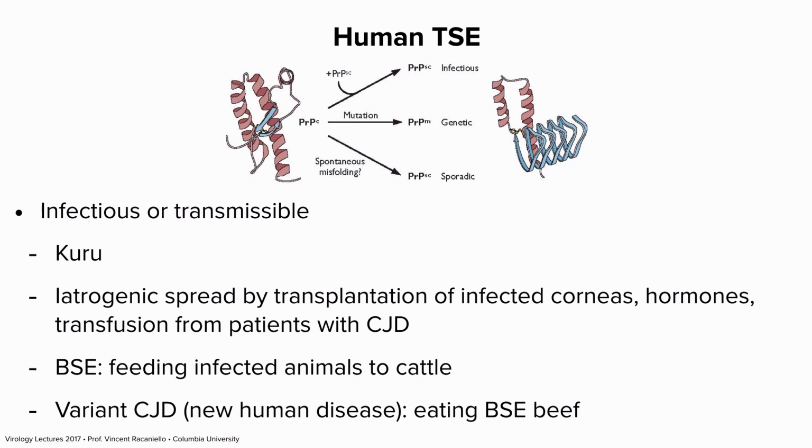And we have BSE, another human TSE, which we get from cattle who were fed sick animals. We'll talk about that. And that led to variant Creutzfeldt-Jakob, which was a very different disease from traditional Creutzfeldt-Jakob, which was gotten from eating this BSE beef.